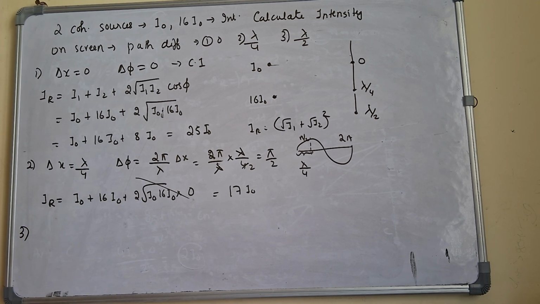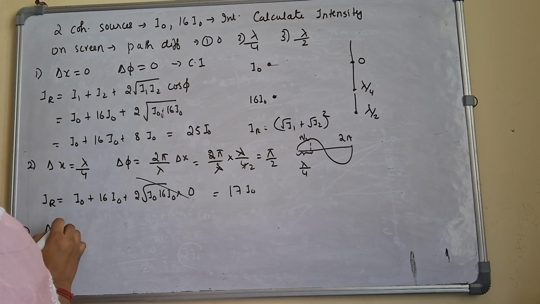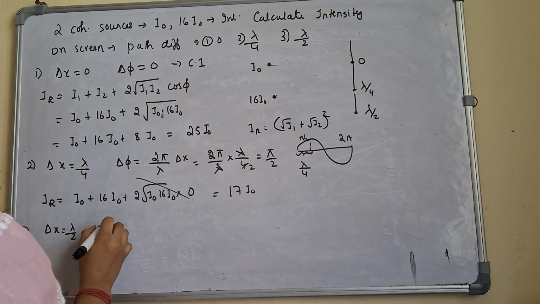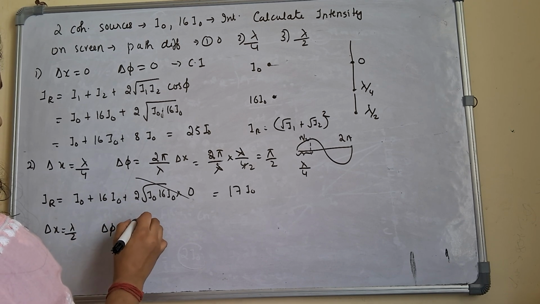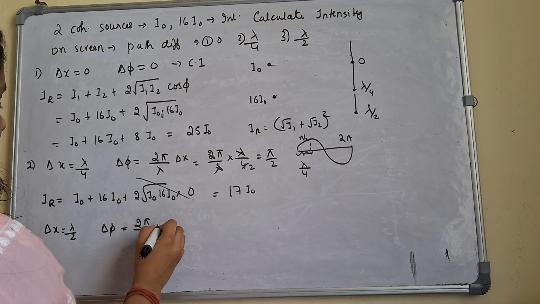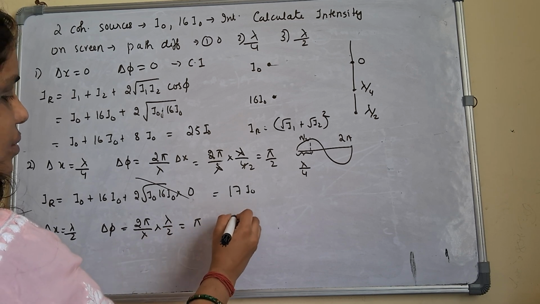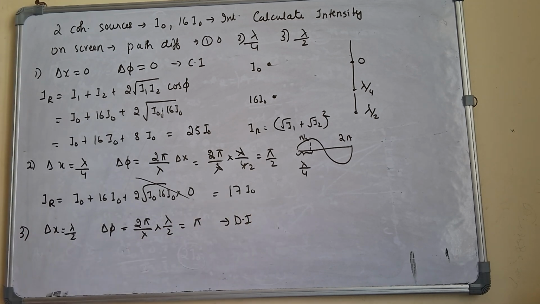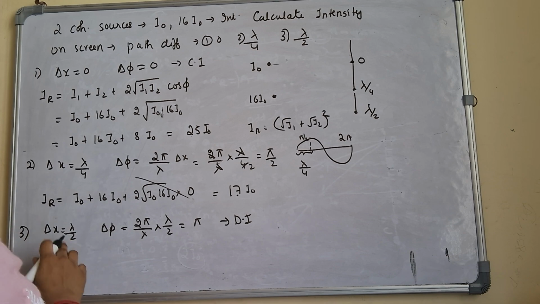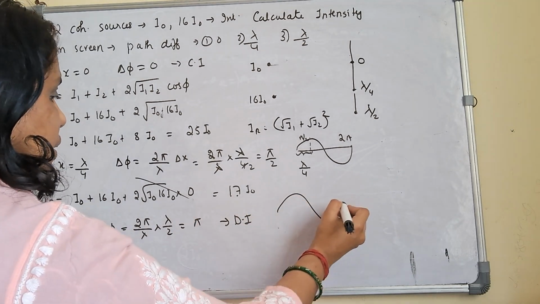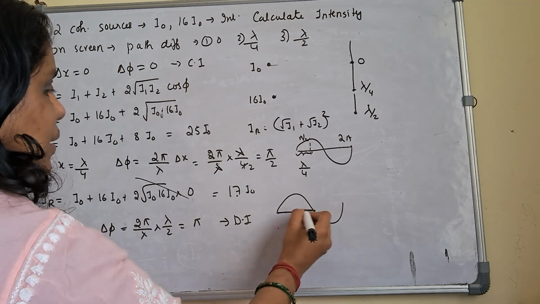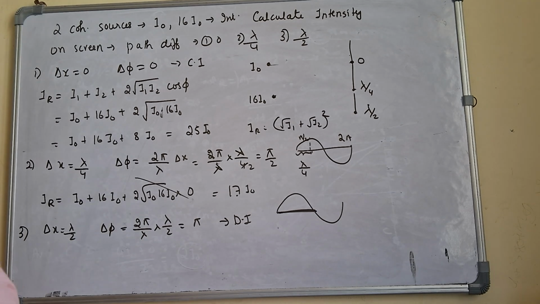Now let us calculate when it is lambda by 2. What will be the phase difference? 2 pi by lambda into lambda by 2. It is pi. Remember, when it is pi, this is the case for destructive interference, the minimum. Whatever answer you get should be lesser than the others. That is what you need to calculate. Just a quick verification: delta x is lambda by 2, so it has to be pi. Correct? We know this.